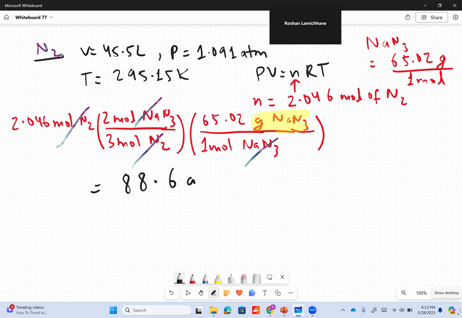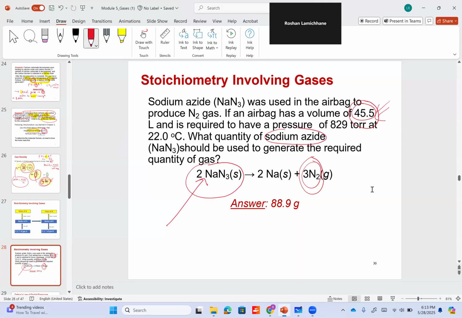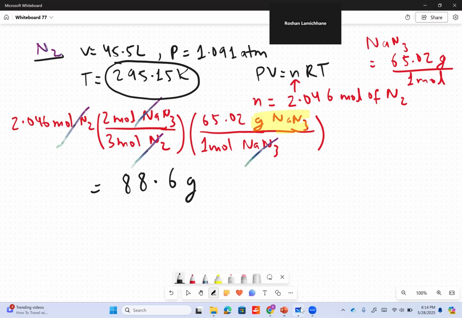88.6 grams. And again, these numbers might vary. It might be 88.0, 88.2, 88.4, or 88.9, depending upon the conversion factor. Whoever solved this problem might have used 273 to convert degrees Celsius to Kelvin. So that might be the reason this answer might vary slightly, because whenever I used 273.15, I got 88.6 grams. But again, it's the same concept that you have to follow.